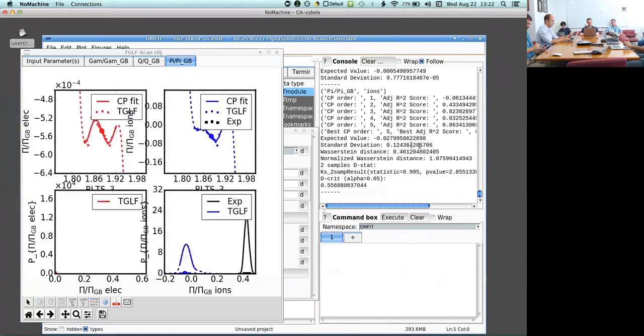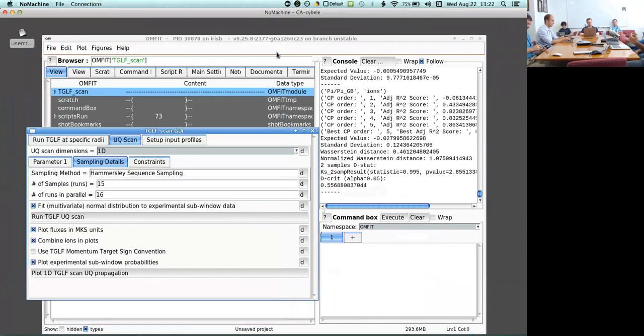And we can also see that OMFIT also calculates the statistical distance between these two probability distributions. That's something that can be used as a validation metric. So that was a very simple 1D case. I just want to show that this can be easily extended.